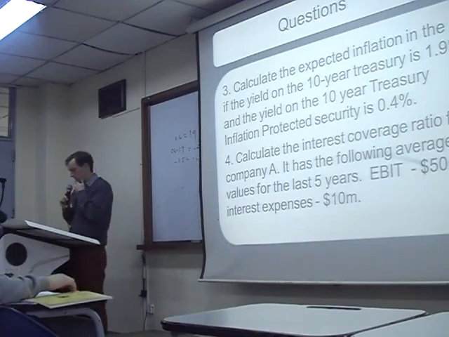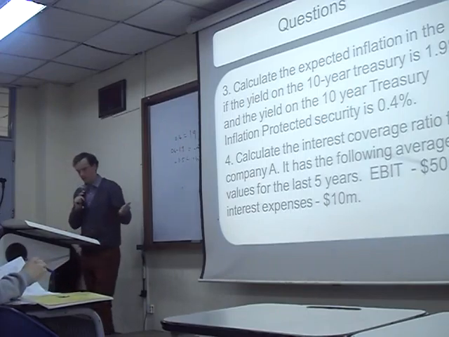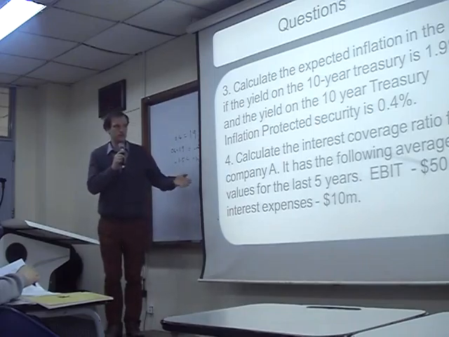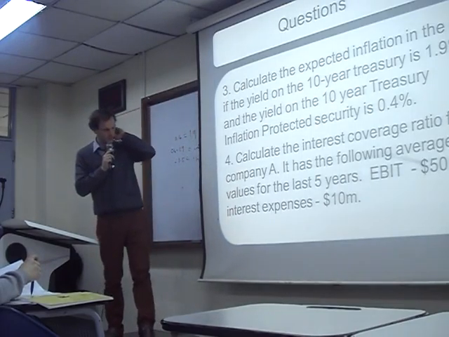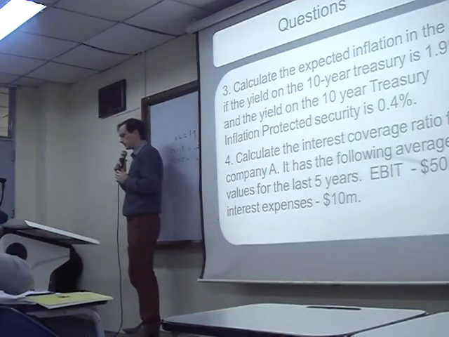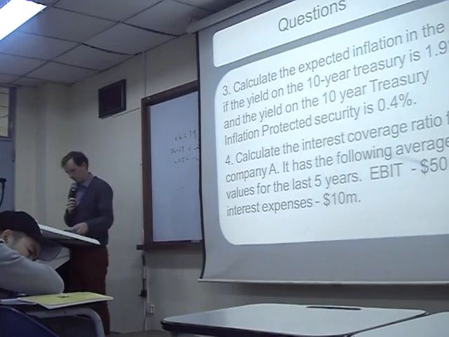Okay? Okay, number four, calculate the interest coverage ratio for company A. This is its data for the last 5 years. Its last 5 years, average earnings before interest and tax is 50 million. And average interest expense is 10 million. What is the interest coverage ratio?